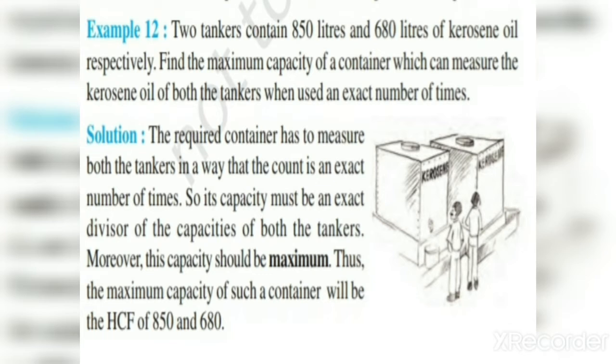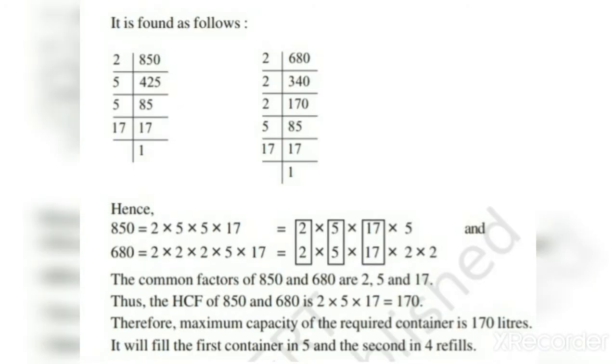Remember this point. Let's go for the solution. The required container has to measure both the tankers in a way that the count is an exact number of times. So its capacity must be an exact divisor of the capacity of both the tankers. Moreover, this capacity should be maximum. Thus, the maximum capacity of such a container will be the HCF of 850 and 680. It is found as follows.